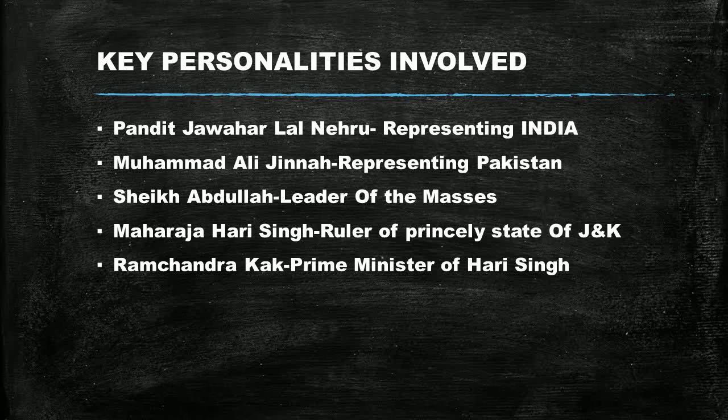Now, to understand the historical development of Article 370, we first need to understand the key personalities involved in it. The first key personality is Pandit Jawaharlal Nehru, who is obviously representing India. Second key personality is Muhammad Ali Jinnah, representing Pakistan. Sheikh Abdullah, leader of the masses, who wanted a popularly elected government in Jammu and Kashmir. Maharaja Hari Singh, ruler of the princely state of Jammu and Kashmir. Ramchandra Kak, prime minister of Hari Singh, who advised him to accede to neither the dominion of India nor Pakistan.